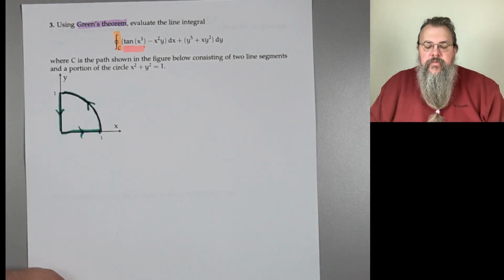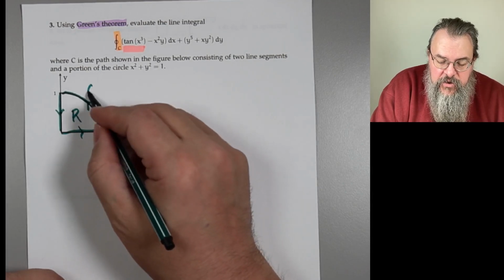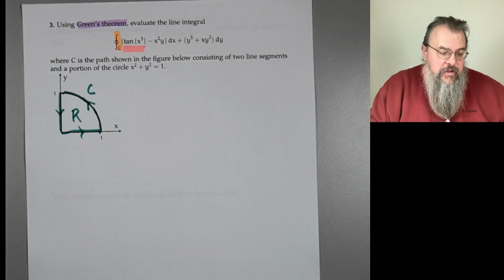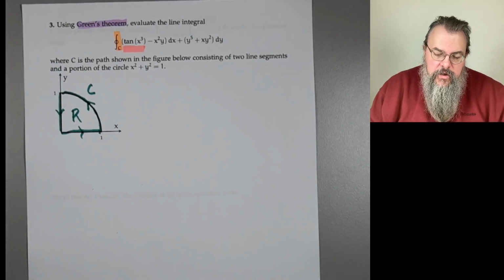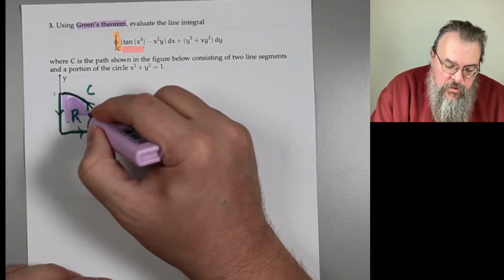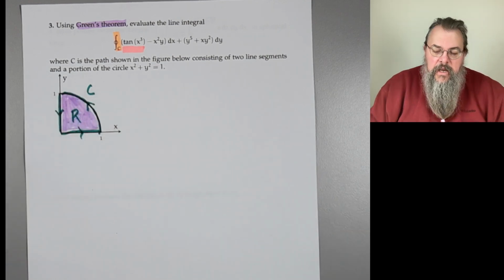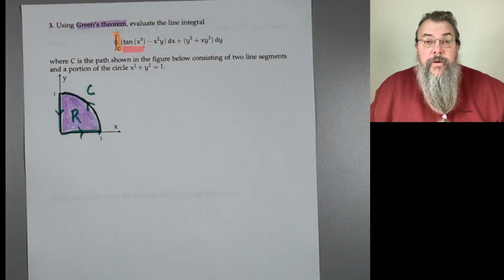Okay, and it encloses a region R. So here's our closed curve C. It encloses a region R, which is a quarter circle. And now, what does Green's theorem say? Well, it says the following.